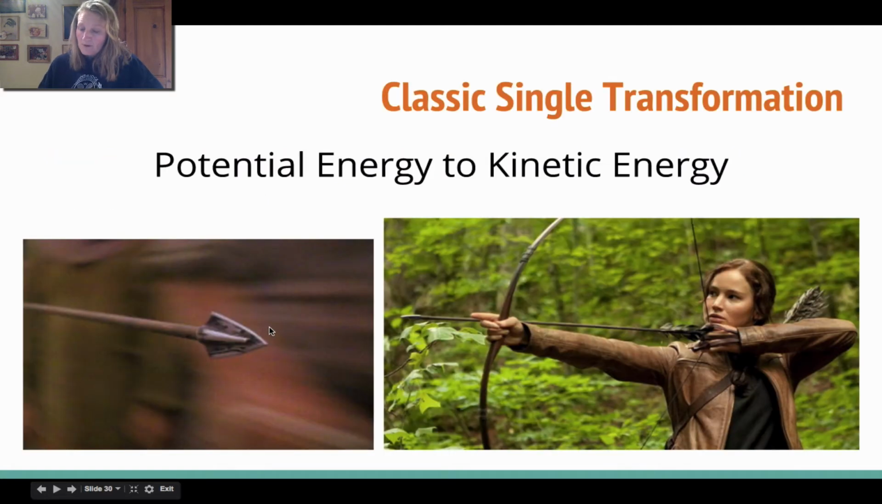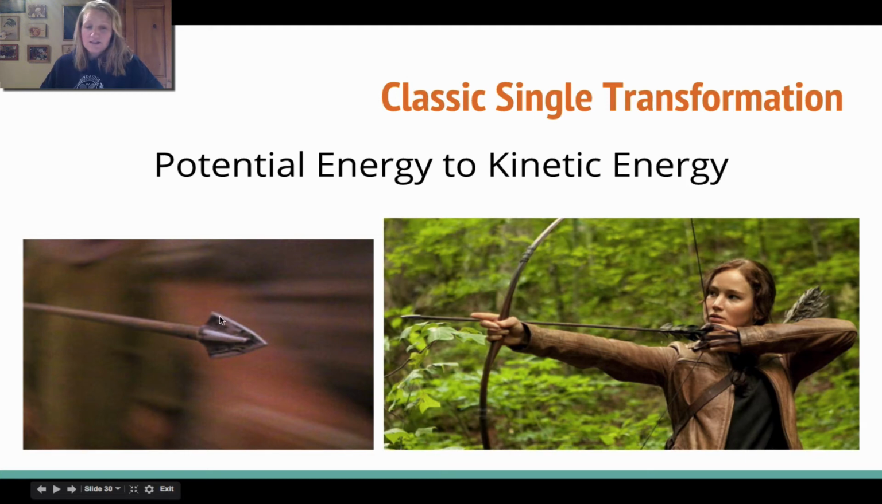Okay. One classic energy transformation, and I'm borrowing images from Google Images again, but here is Katniss, I believe her name is. This is an example of potential energy transforming to kinetic energy. The potential energy is when she pulls back that string on the bow. When she pulls that back, that's a heck of a lot of potential energy. And then when she releases it and the arrow goes flying, that is the kinetic energy. So the potential energy here turns into kinetic energy.